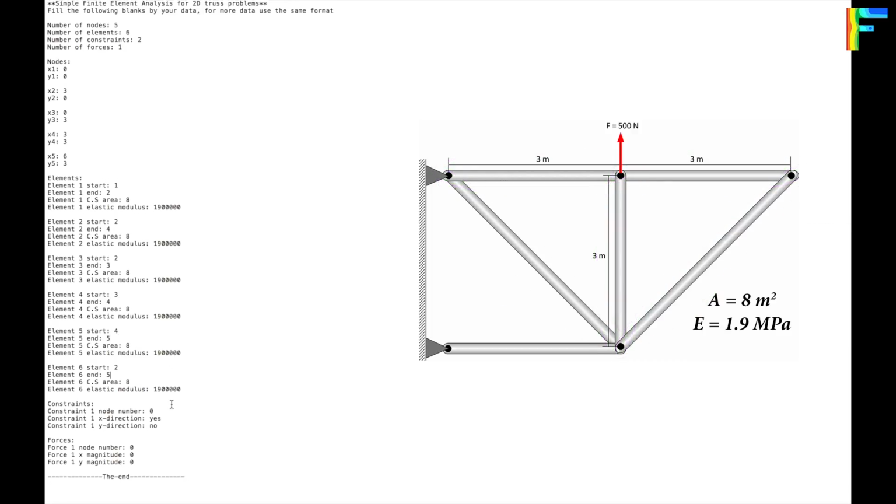The fourth step of solving the problem is to add the 2 constraints which are at node 1 and 3. Both constraints are in the x and y direction. The last step is to add the forces. We have 1 force only at node 4 in the positive direction of the y-axis. It has a value of 500 Newton.